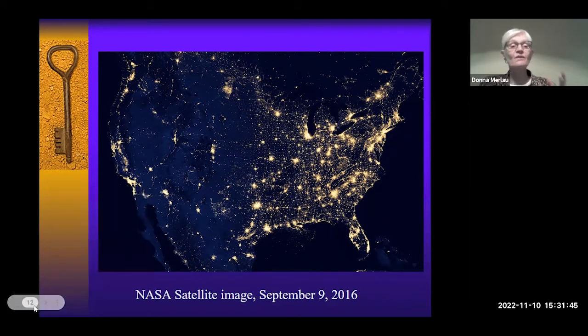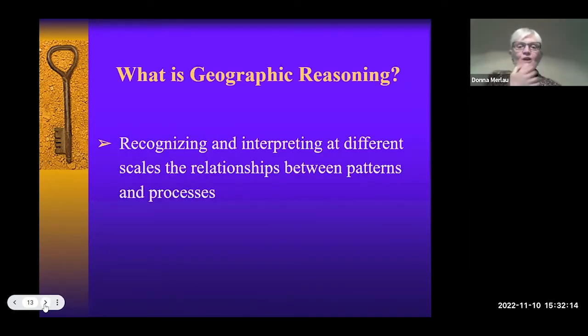And I can do that with landforms and with this, which is economic, right? I've got a grid that allows me to have electricity. It's also political, right? Because Biden has just said he wants to upgrade this system because without it, we're going to have other kinds of issues. So there are political situations that are also tied to this. Go ahead, Greg. So recognizing and interpreting at different scales, the relationships between patterns.